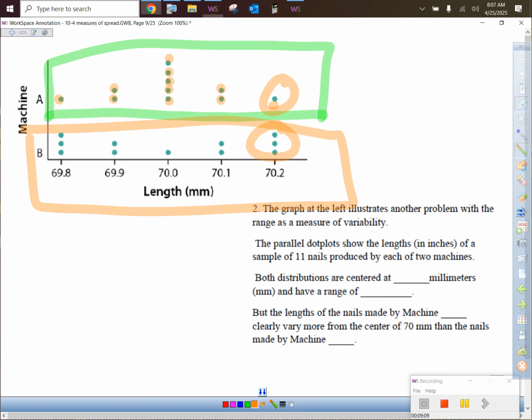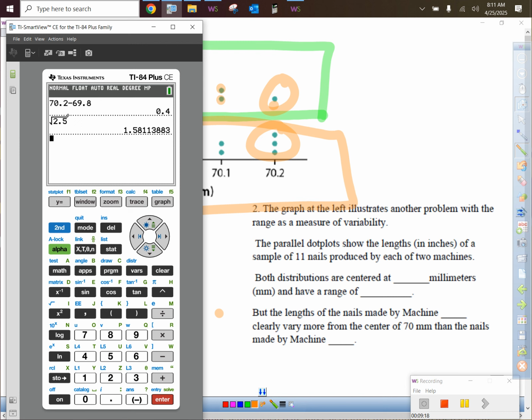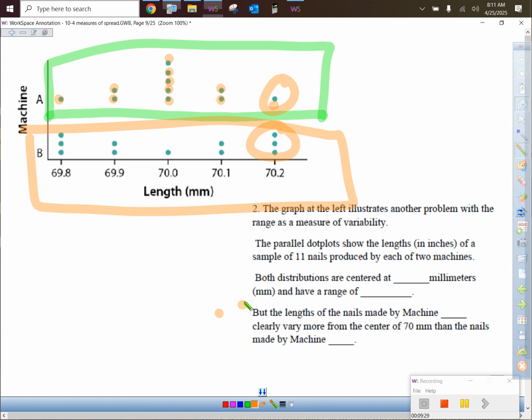To find their range, I did that up above before I square rooted. I took 70.2 minus 69.8. You see that both of them have a range of 0.4, right? Both of them have a range of 0.4. And are both of them centered at 70? So the parallel dot plots show the lengths of those nails. Both distributions are centered at 70.0 and have a range of 0.4 millimeters.